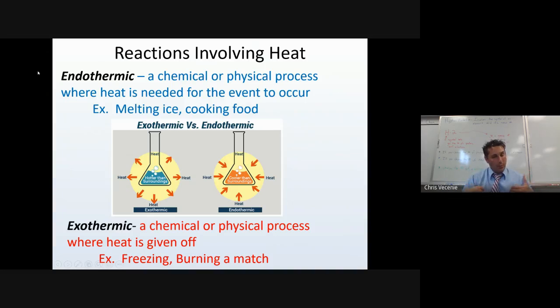Endothermic, endo means within. Endothermic is a physical or chemical change where we need heat for it to happen, most often to break bonds. If you look at this one here on the right, what's happening is we're taking two substances, mixing them together, and they need heat to react. So they take that heat from the surrounding outside them. So the heat leaves this area out here and goes into where the reaction's happening.